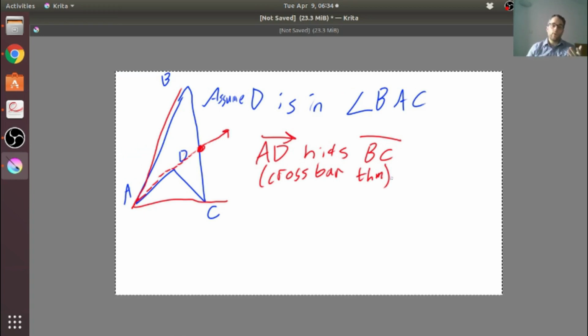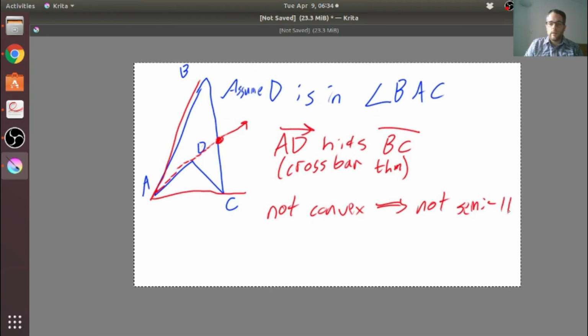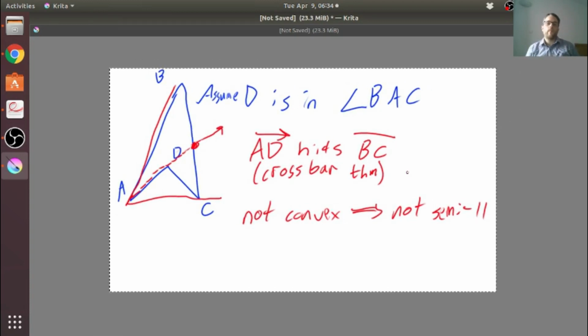So according to the crossbar theorem, if D was in the interior of the angle, then the ray AD would have to hit this segment BC. If I draw this triangle ABC, that ray has to hit it. So, in other words, that would tell us that AD and BC are not semi-parallel. So if it's not convex, that means not semi-parallel. So that's what I just showed. If it's not convex, we don't have semi-parallel sides.